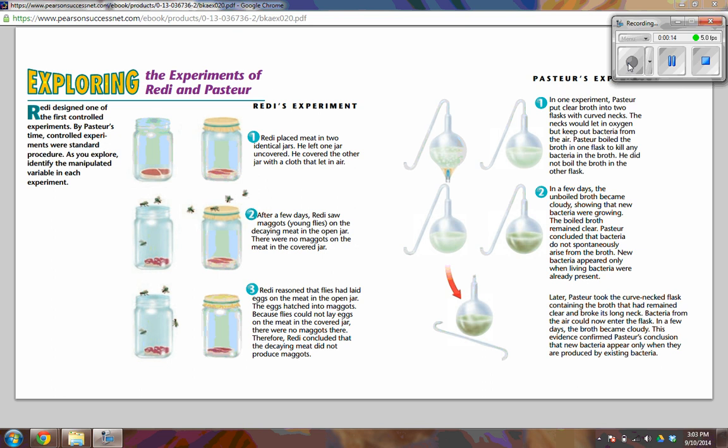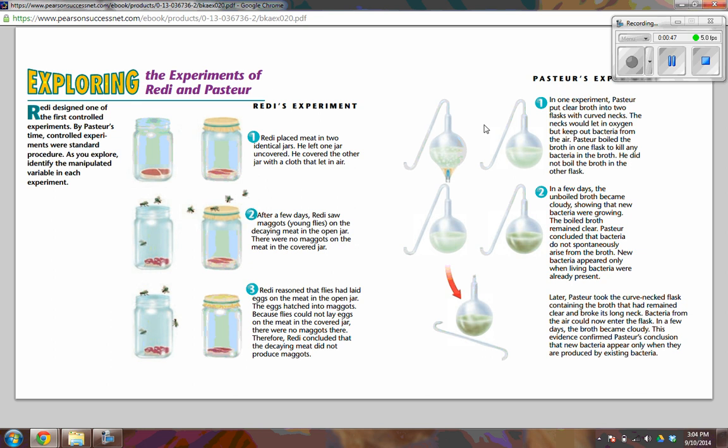First, let's take a look at Reddy's experiment. You look at what is the same in both parts of the experiment. They both have a jar. They both have a piece of meat. In every part of the experiment, both have a jar, piece of meat. The only thing that has changed is that Reddy added a lid to the jar. So a manipulated variable is one that you change in an experiment. So here is the manipulated variable in this experiment.